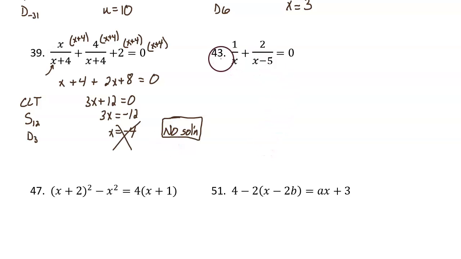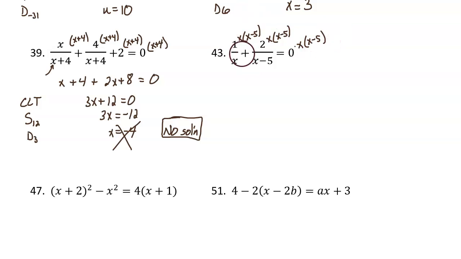Number 43, another equation in which there are fractional expressions. Let's use our same technique where we multiply all of the terms by the lowest common denominator. We're going to multiply this first term by x times x minus 5. The lowest common denominator has both factors in it. It has the x factor from here and also an x minus 5 factor from over here. This number 2 also needs to get multiplied by x times x minus 5. And even the 0 needs to be multiplied by x times x minus 5.